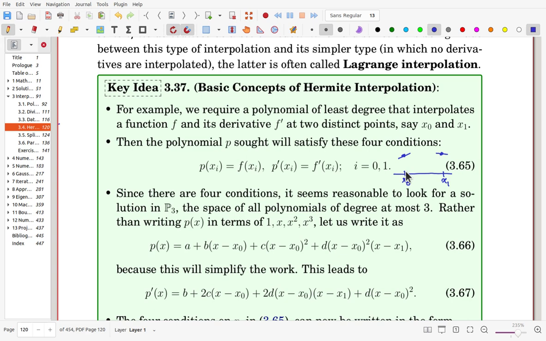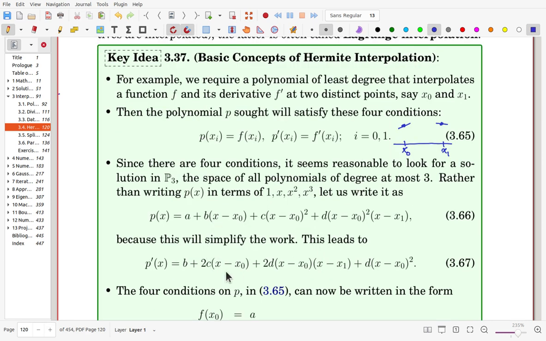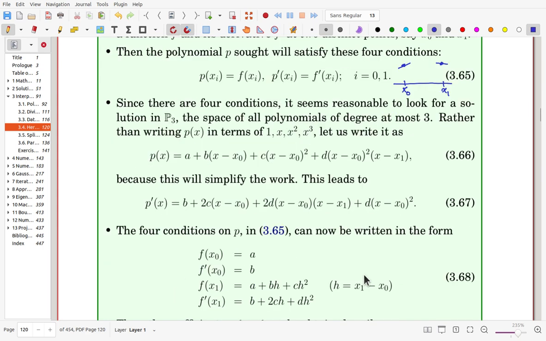So a possible choice is a cubic polynomial because we have four conditions. Now, we start with this form of a polynomial, the cubic polynomial. Then we have to decide the coefficients A, B, C, D. Because the conditions involve the derivative, we differentiate it to get p prime. Then we use x0 and x1 to get these four equations. Once x is x0, all these terms will disappear except a. So we have this one.